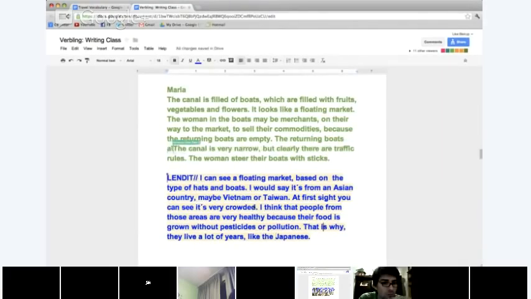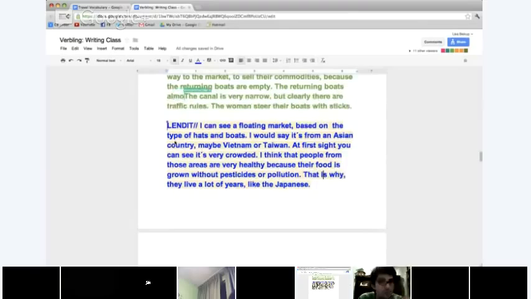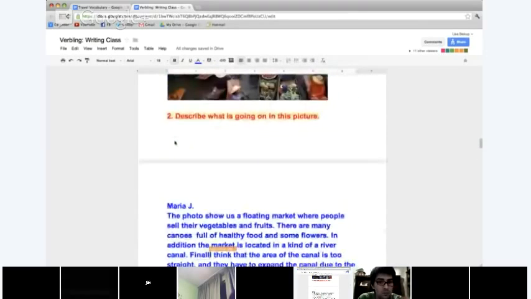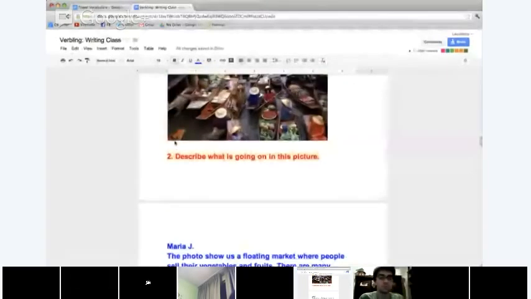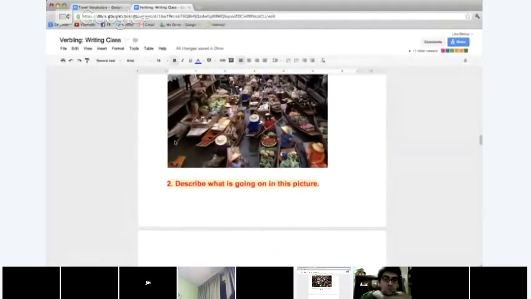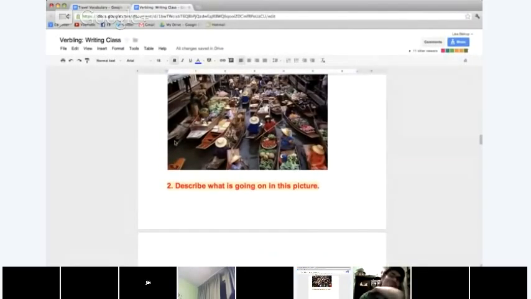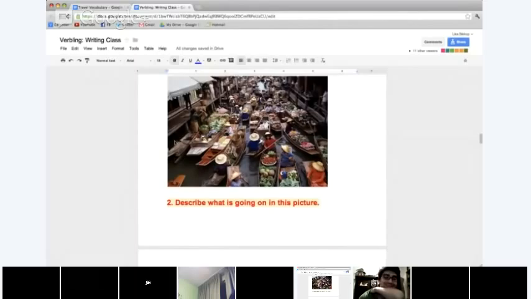Okay? Yeah, that's kind of fun, huh? Riding around on the boats. It's like a traffic jam. I think it's hard to move between all those boats. Yeah, how do they get through there? Looks like it's all women, too. I don't see any guys.